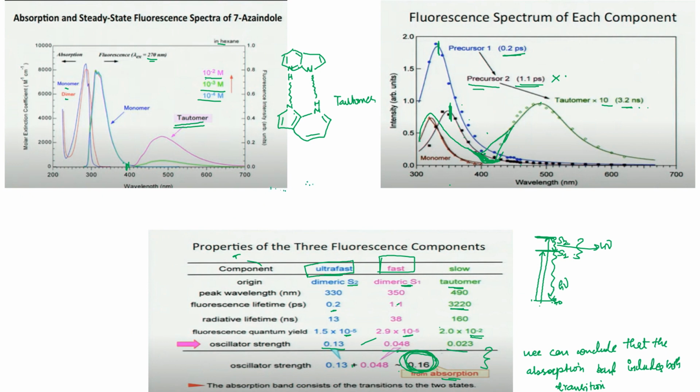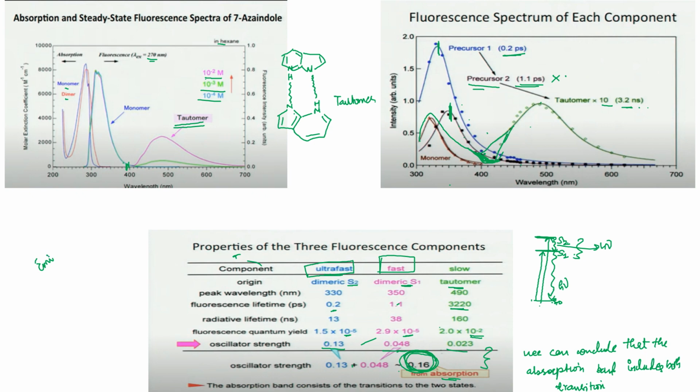Then we have discussed how in the fluorescence spectrum, each of these components which we could not see in the emission spectrum of the steady state fluorescence spectra, we could see on a shorter time scale, where we could notice that there are three fluorescent components. One of them is of the time scale 0.2 femtoseconds, the other one is of 1.1, and the tautomer is of 3.2 nanoseconds.